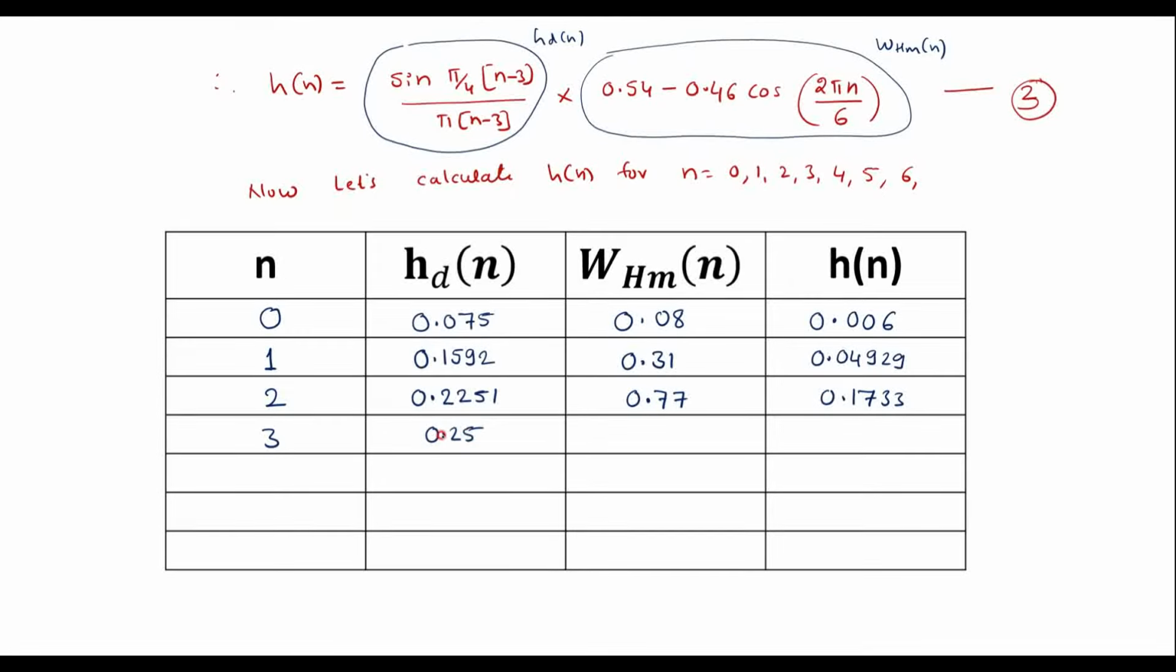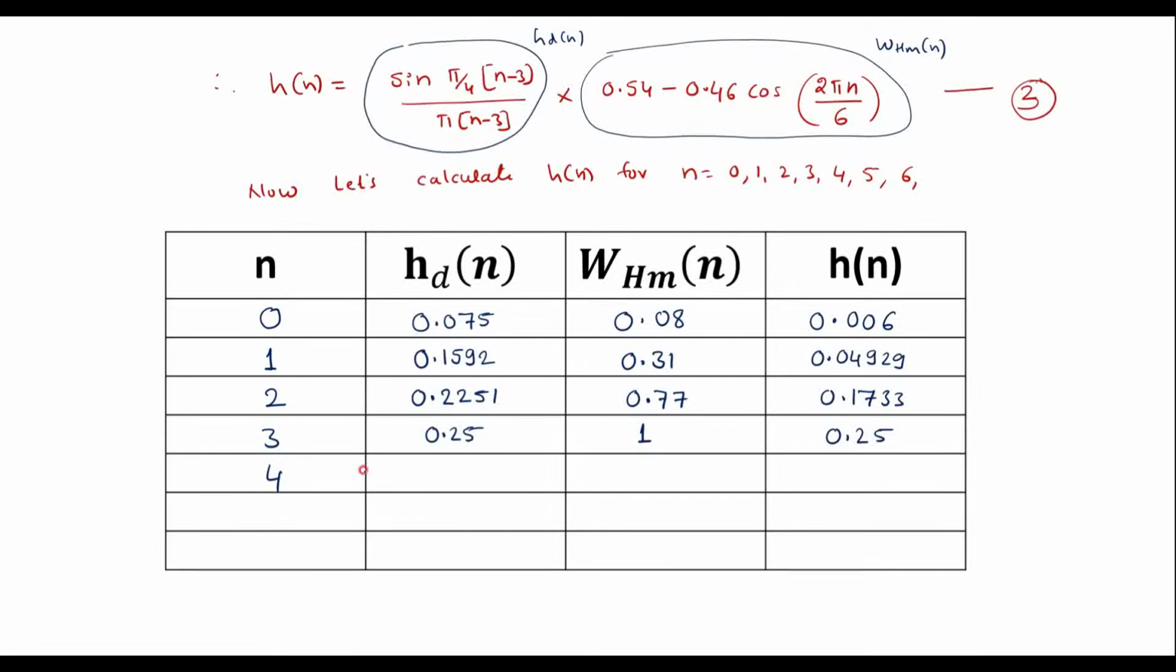Similarly, for n equal to 3, we'll get 0.25, which we have already calculated. And for n equal to 3, here we can see that 2 pi into 3 divided by 6 is pi, the 2 will get cancelled. Cos pi is minus 1. So 0.54 minus 0.46. Substituting n equal to 3 in this equation, it gives 1. H of n is 0.25.